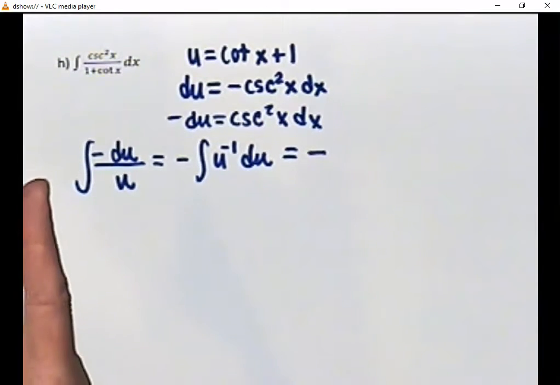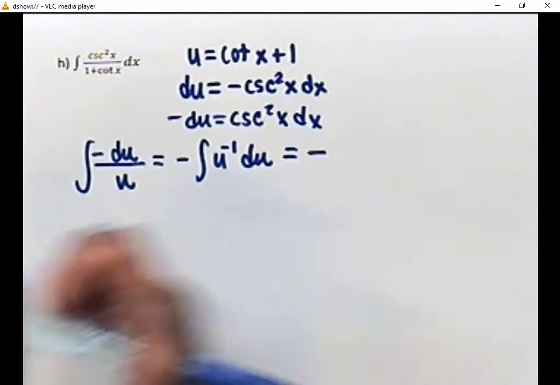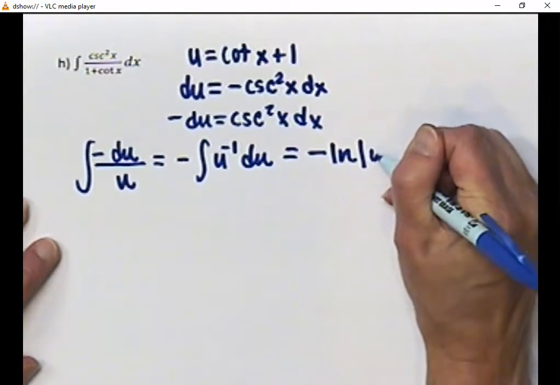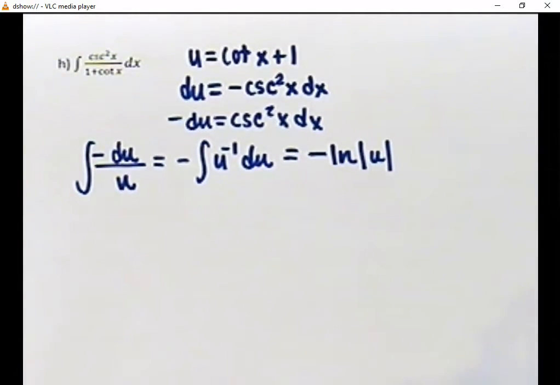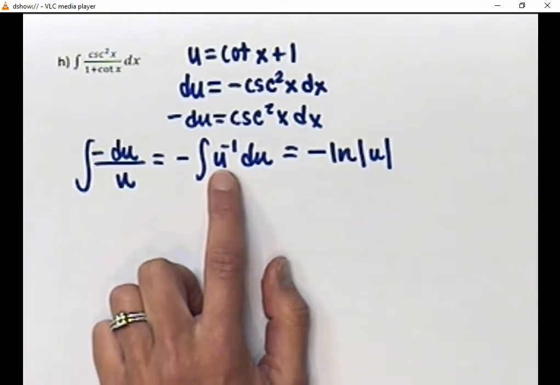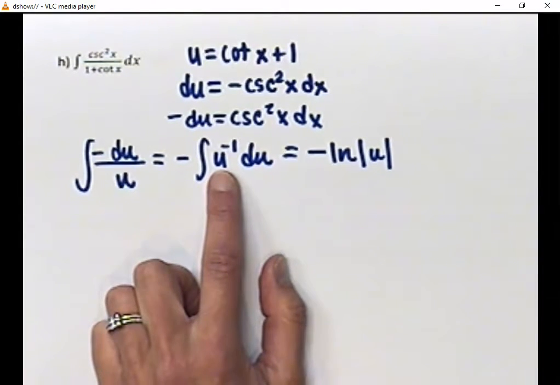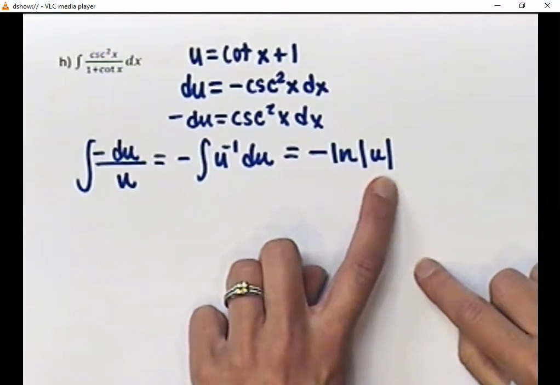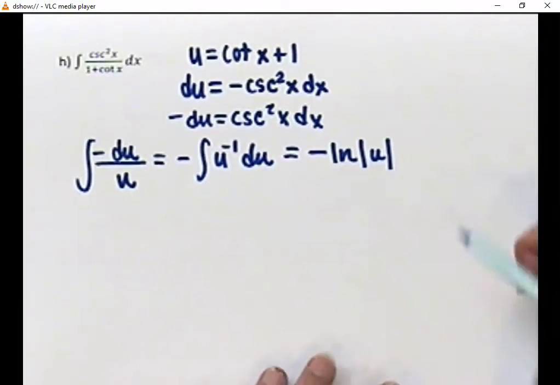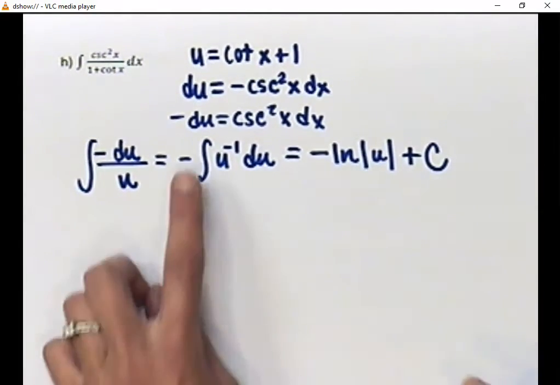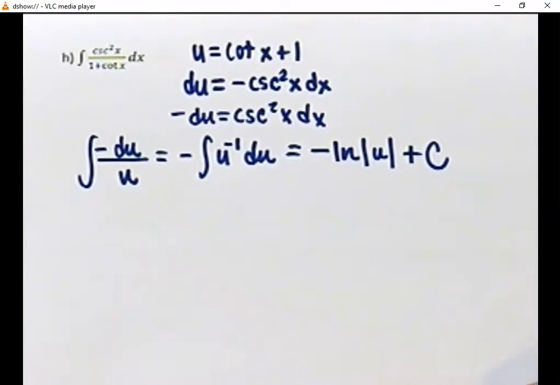Nathan, you want to help him out? Do you know? What is it? That's the natural log. Yep. Does that ring a bell now? The natural log. So when you have x to the negative 1 or u to the negative 1 or anything with the negative 1 power, that's going to always integrate to the natural log of the absolute value of u. And the negative will just stay out front there. So negative ln, natural log of u plus c.